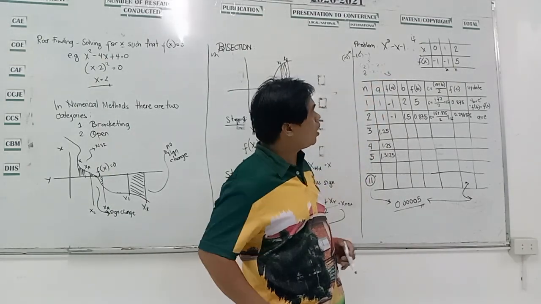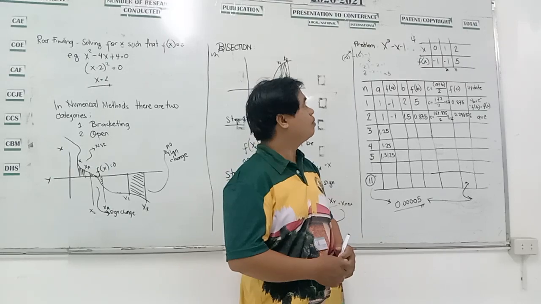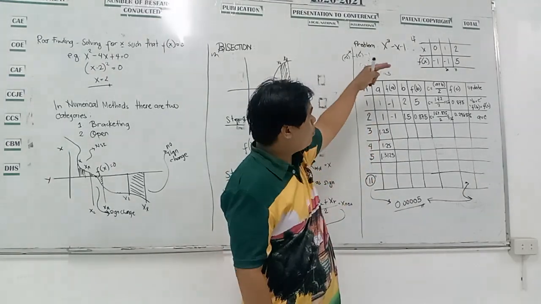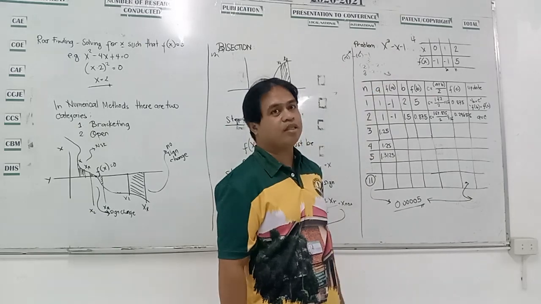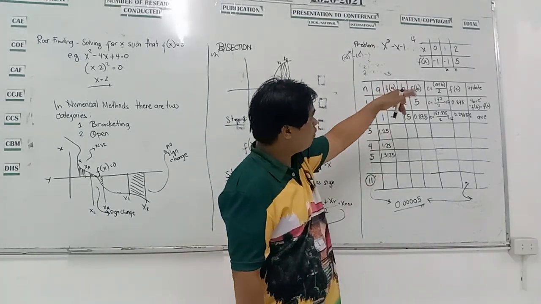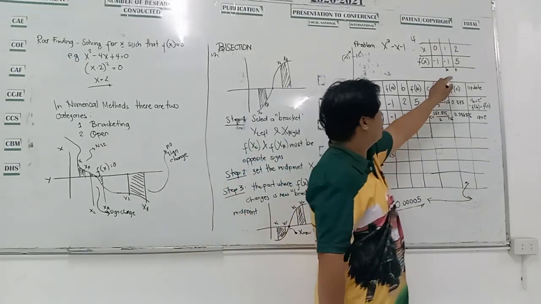So napansin nyo, nagkaroon na ba tayo ng sign change? Meron na. 1, 2, negative 1, and 5. So we have x and function of x, meron na tayong sign change, 1 and negative 1. Okay? At saka 2 and 5. So meron na tayong sign change in between here.